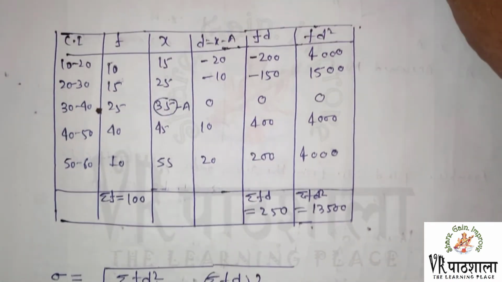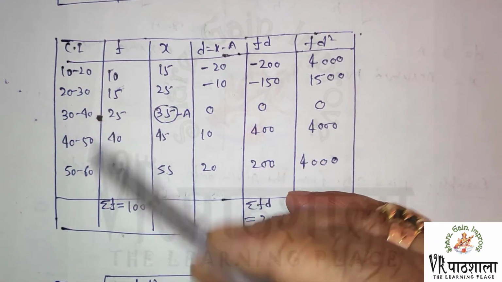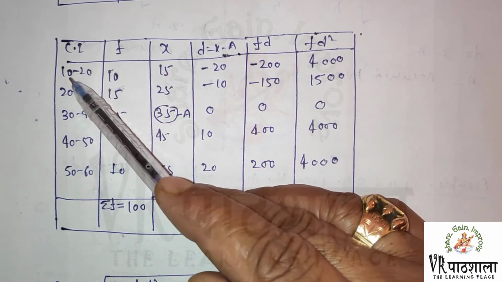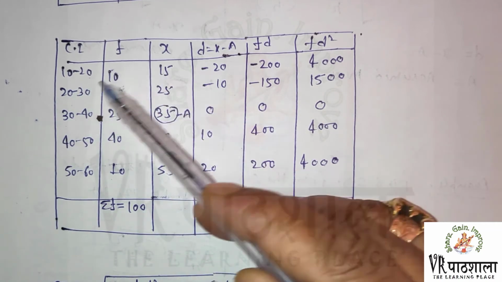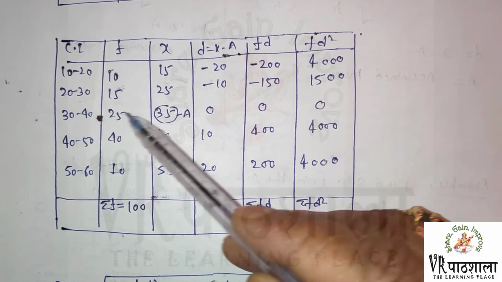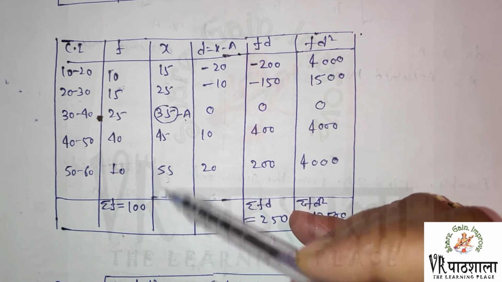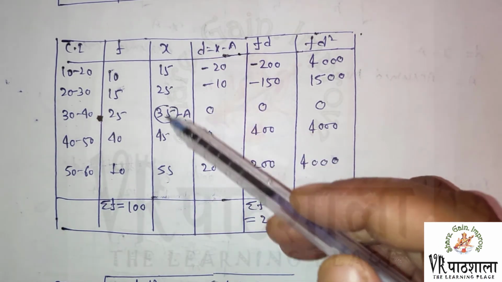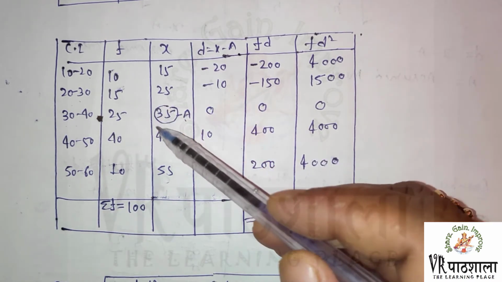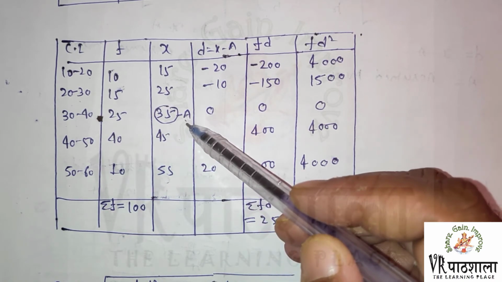First we calculate the midpoint of the class interval. The first class interval is 10 to 20, so the midpoint is 15: the sum of lower limit and upper limit divided by 2. The midpoint of 20 to 30 is 25, 30 to 40 is 35, 40 to 50 is 45, and 50 to 60 is 55. So we have x. Now we assume a mean from x. In this example we consider 35 as the assumed mean.